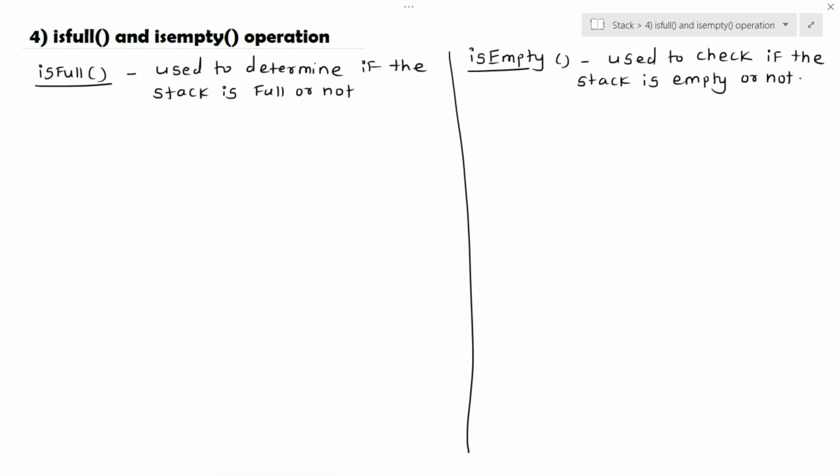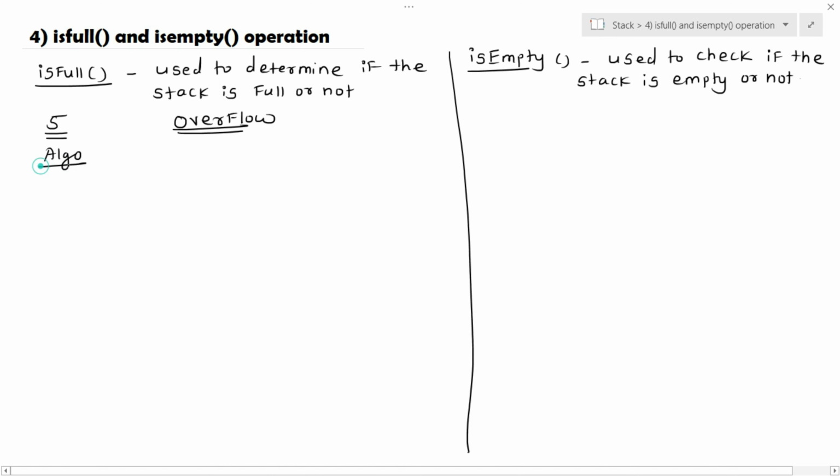For example, the size of the stack is 5 and we already added 5 elements into the stack, and if we try to add a 6th element, it shows that the stack is full. We are not able to add another element into the stack, and this condition is also called the overflow condition. It means if the stack is completely full, then it shows the overflow condition. If we want to insert an element into the stack and the stack is already full, then we can say that the stack is in overflow. Now let's see the algorithm for the isFull operation.